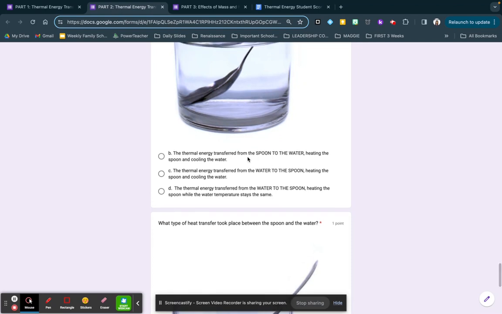Okay. Is there going to be a heat transfer from the spoon to the water? Is there going to be a heat transfer from the water to the spoon, causing the spoon to get hot and the water to get cooler? Or is it going to go from the water to the spoon, causing the spoon to get hot and the water temperature stays the same?